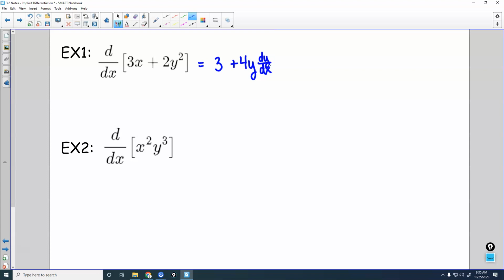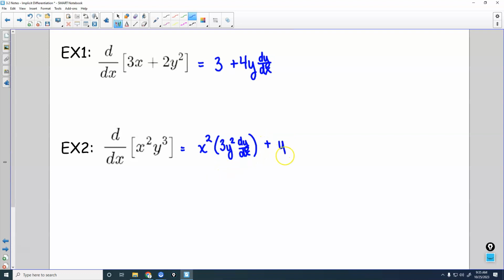Okay? For example 2, what type of rule am I going to have to use here? Product. So I'm going to have to use a product rule. So I use the product rule just like I always do. I just have to keep in mind if I take the derivative of anything with a y, I must put a dy dx with it. So I'll have x squared times the derivative of y cubed, which is 3y squared dy dx, because I just took the derivative of something with a y.